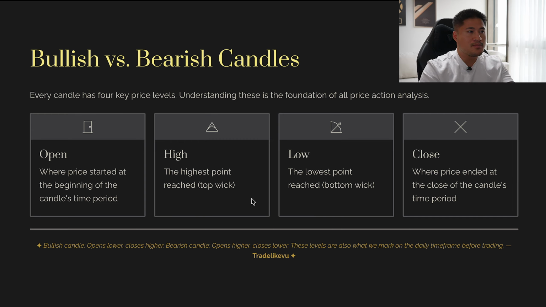And as I explained before, one candle can only be bullish or bearish. It can't be both, okay? That means a bullish candle always opens lower and closes higher. A bearish candle always opens higher and closes lower, okay? These 4 levels right here are also what you want to mark on the daily time frame before trading, okay? This is very crucial. I will show it to you later on.